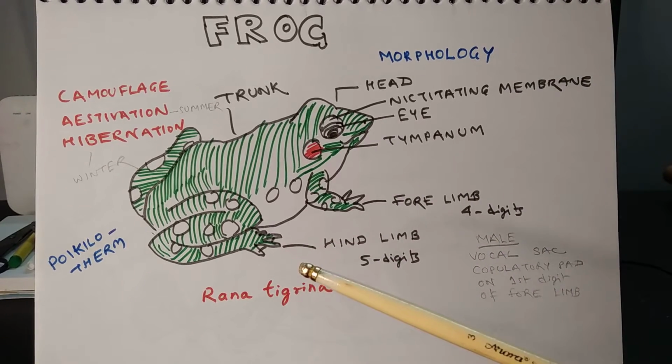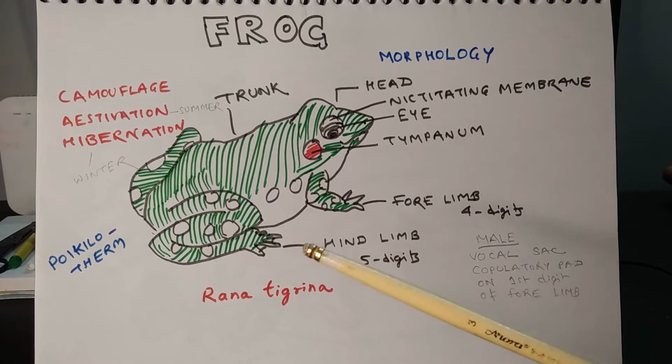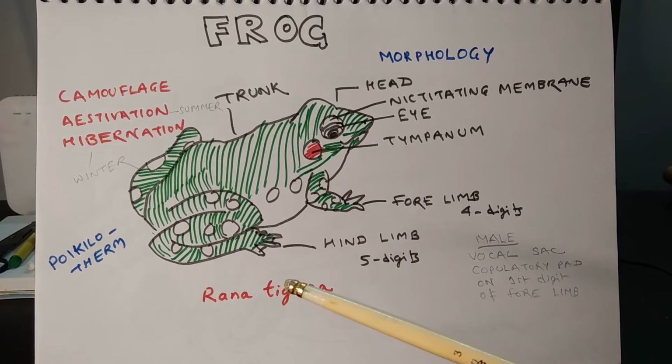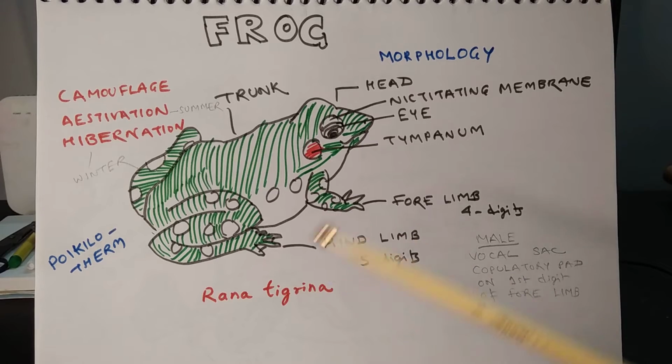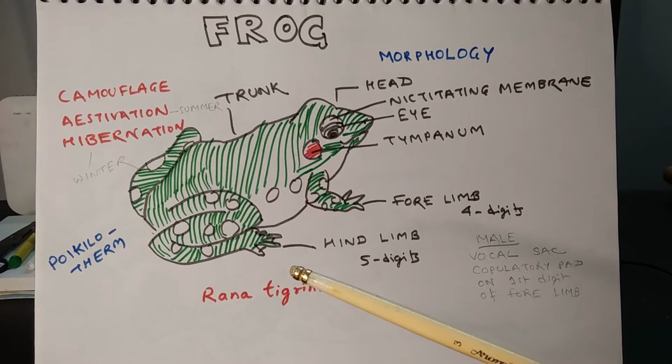Frogs have the ability of camouflage, which means they can change their body color according to the surrounding. So this helps them in evading the predators.